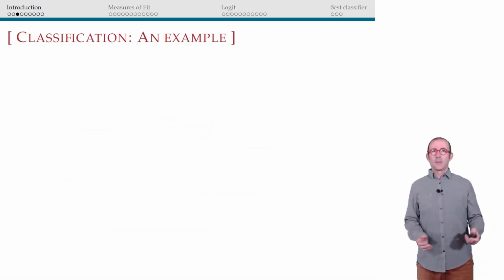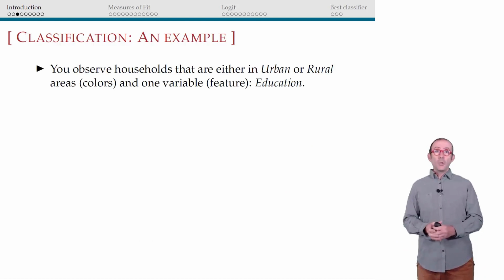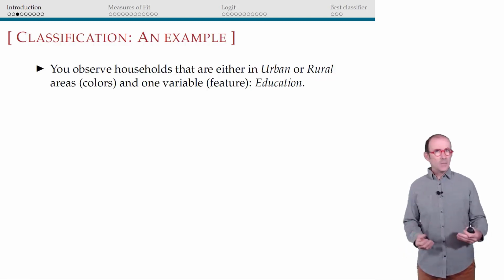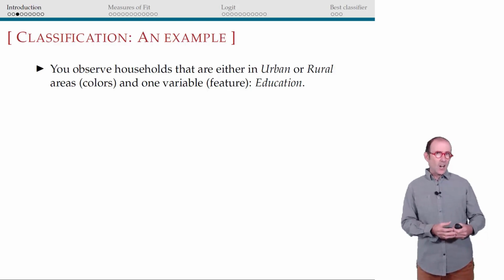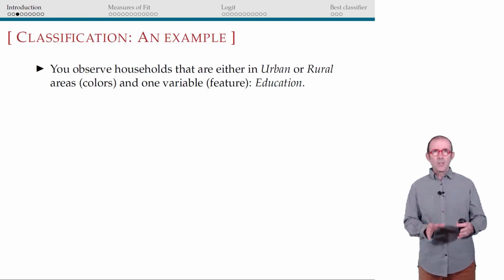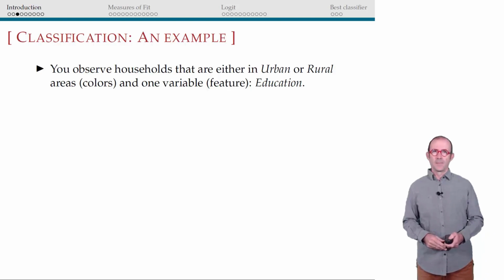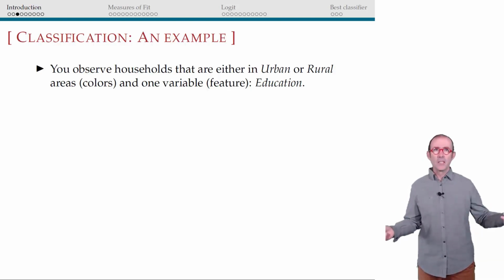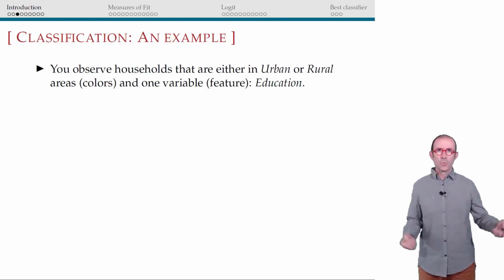So let's take an example. You observe households that are either in urban or rural areas, and one variable that is education. Sometimes in machine learning, the variables are called features, but we'll come back to that a little bit later. So here we observe education. This is encoded as a continuous variable. It's a level of education. It's an index of education that takes value from 0 to 1.